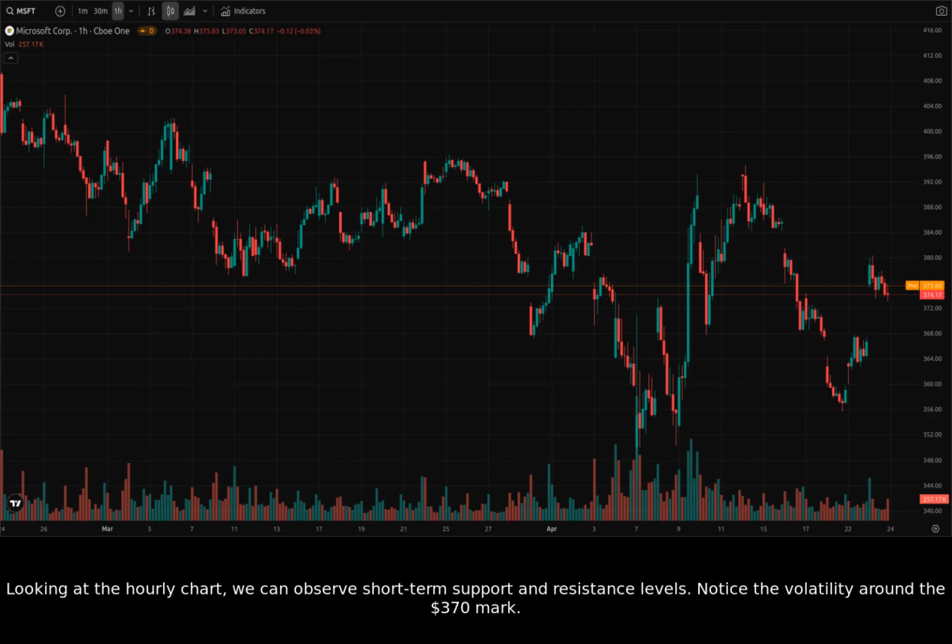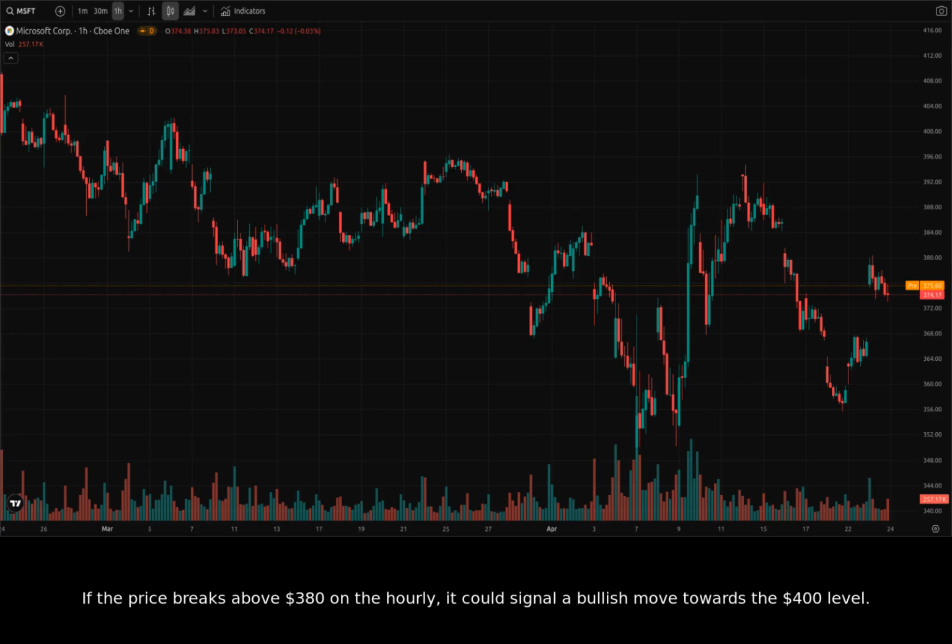Looking at the hourly chart, we can observe short-term support and resistance levels. Notice the volatility around the $370 mark. If the price breaks above $380 on the hourly, it could signal a bullish move towards the $400 level.